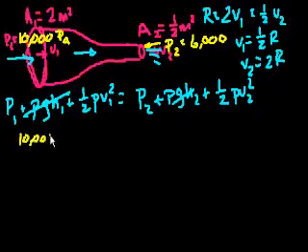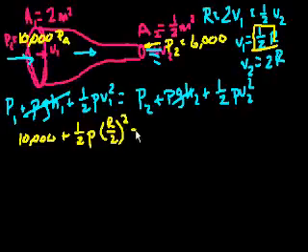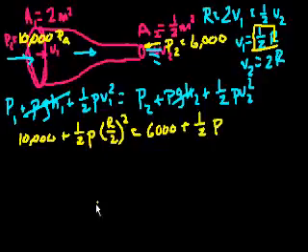10,000 pascals plus 1/2 rho times V1 squared. Well, what's V1? That's R over 2. We figured that out up here. So 1/2 rho times (R over 2) squared is equal to P2, that's 6,000 pascals, plus 1/2 rho times V2 squared. We figured out V2 is 2R, so (2R) squared.